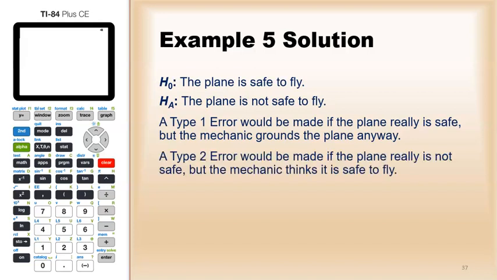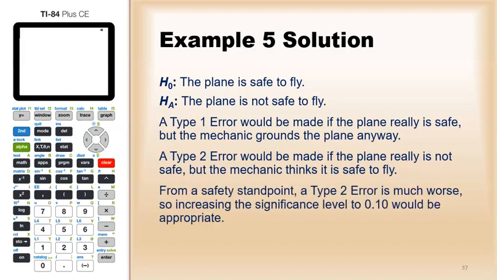A type 2 error would be made if the plane is really not safe, and the mechanic thinks it's safe to fly. So from a safety standpoint, a type 2 error is going to be worse. So increasing the significance level to 0.1 would be appropriate.